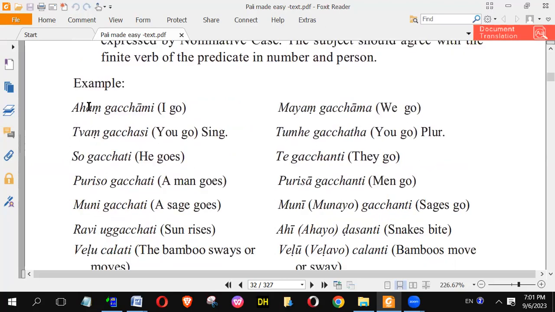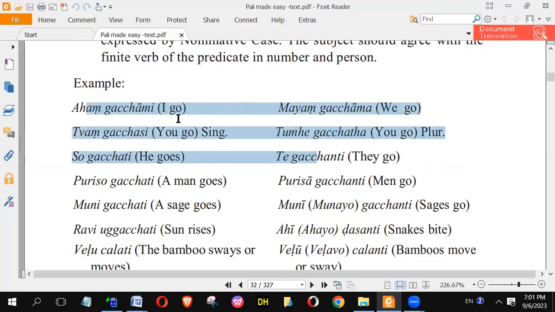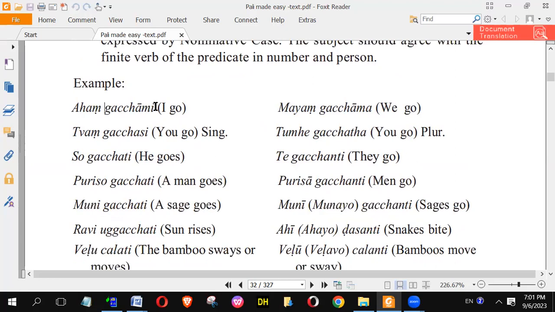So this one, I think you all learned before already. Not so difficult, right? Aham gacchami. Because it's I, it should be aham. And because it's we, it should be mayam.